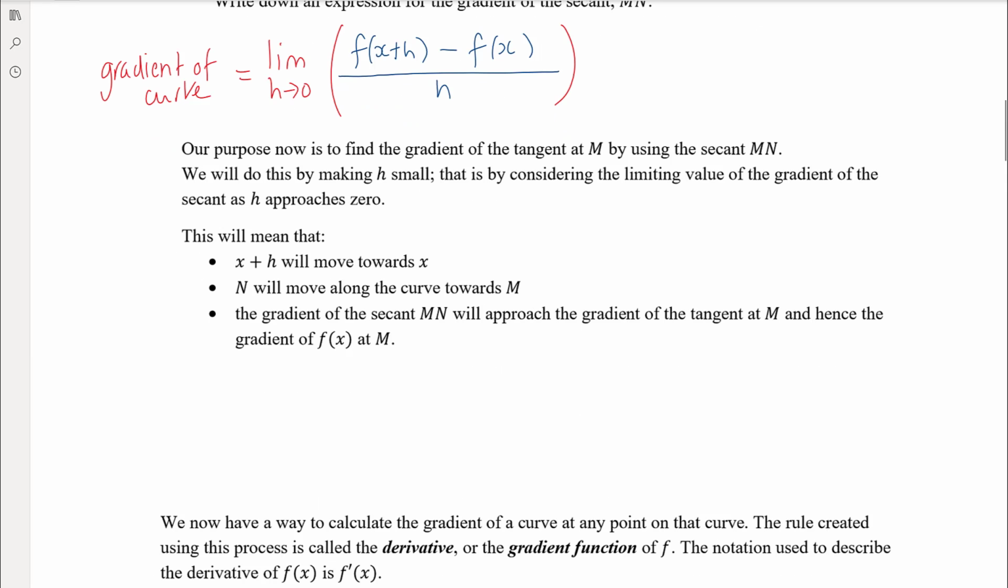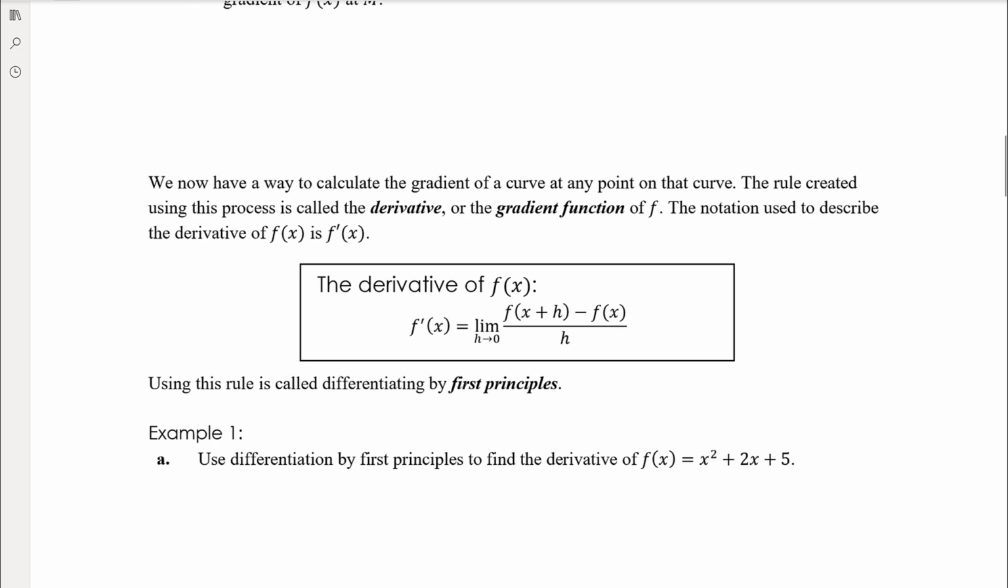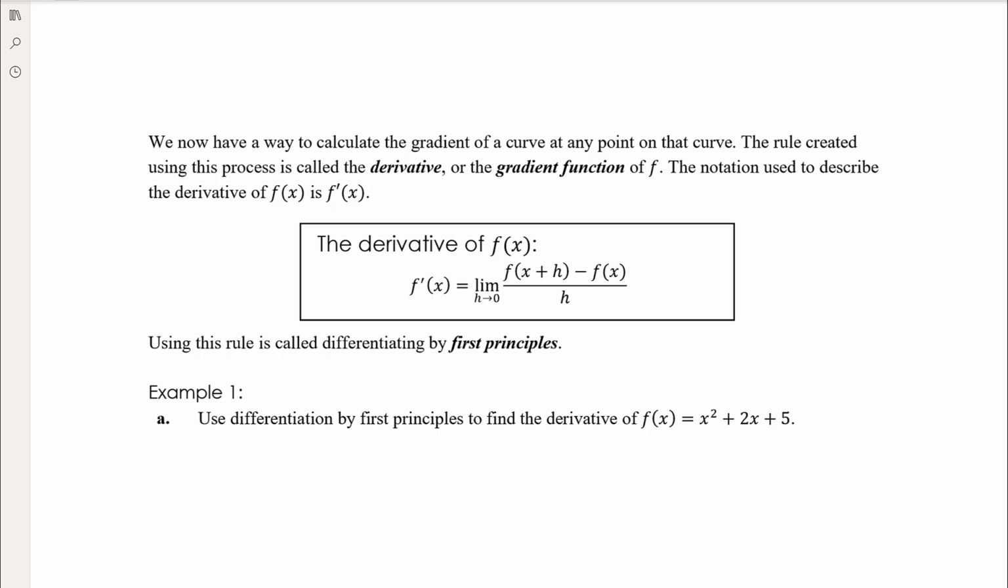Apologies about the keyboard. Okay, so that's where we're going to get this rule over here. And this rule is going to give us an equation that describes the gradient of a curve at any point on that curve. So any x value on the curve, this will give us the equation that describes the gradient. So the rule created using this process is called the derivative, or the gradient function of f.